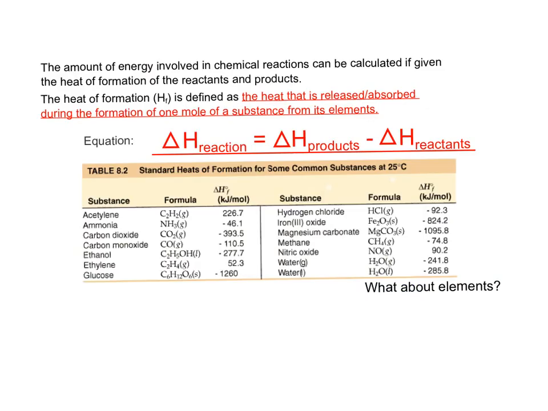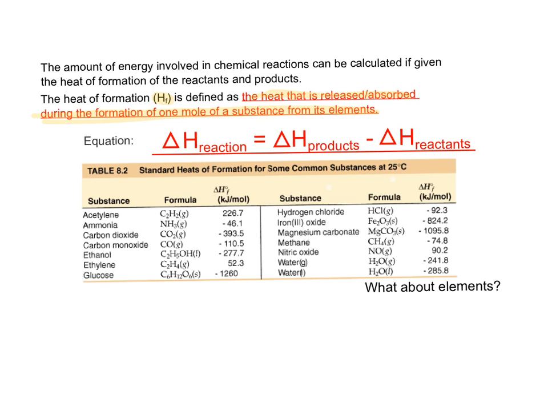The amount of energy involved in chemical reactions can be calculated if you're given the heat of formation of both the reactants and the products. The heat of formation, and that's another ΔHf here, is defined as the heat that is either absorbed or released during the formation of 1 mole of that substance from its elements. So literally, if it's for carbon dioxide, it's how much energy is absorbed or released when 1 carbon and 2 oxygens come together to form that molecule. You're going to be given a lot of those constants in a table. It's just a matter of pulling the right one for the right substance.